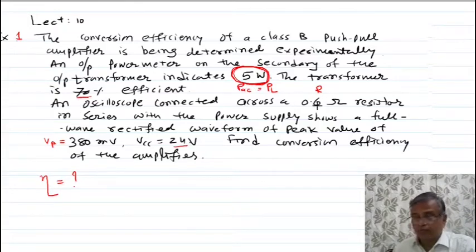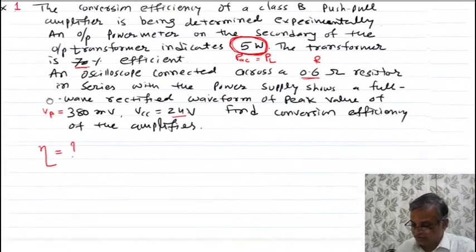An oscilloscope is connected across a 0.6 ohm resistor. If you want to measure the voltage, then the voltage is always measured in parallel to the resistor, or across the resistor. So they have given R, and the peak voltage you are getting on the oscilloscope is 380 millivolt. VCC they have given is 24 volt. Find the conversion efficiency. Let us solve this numerical.